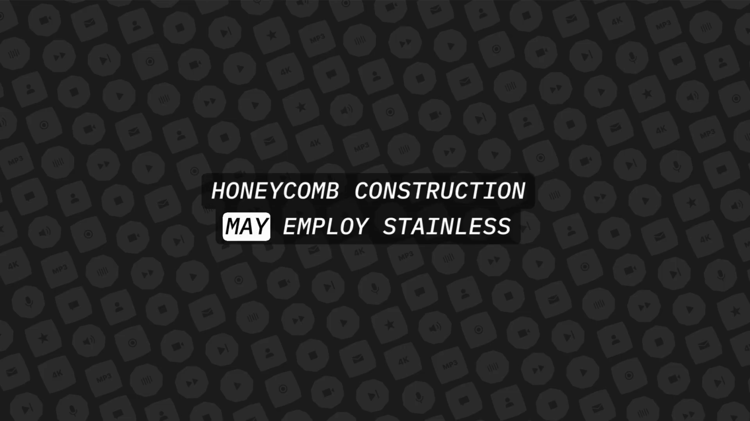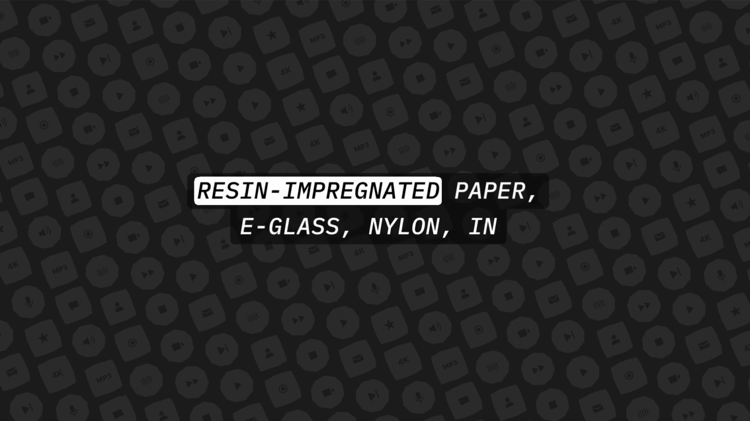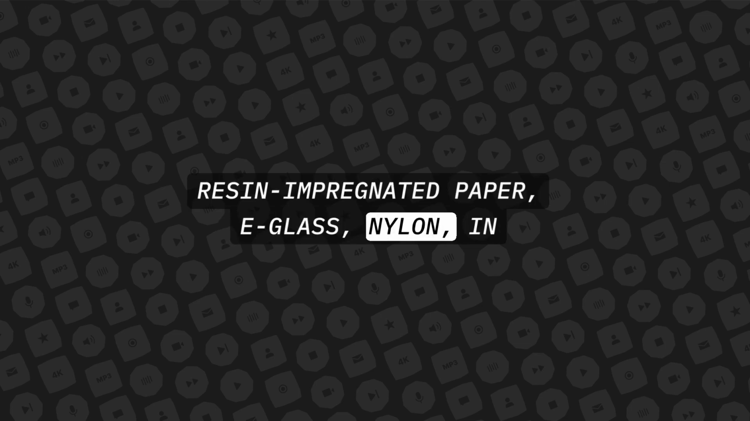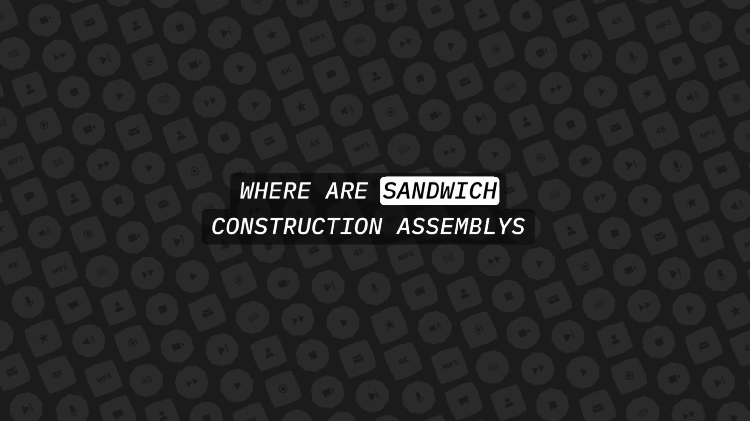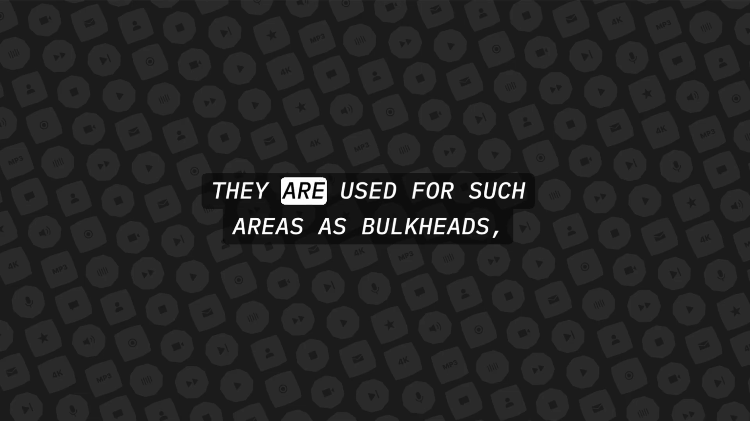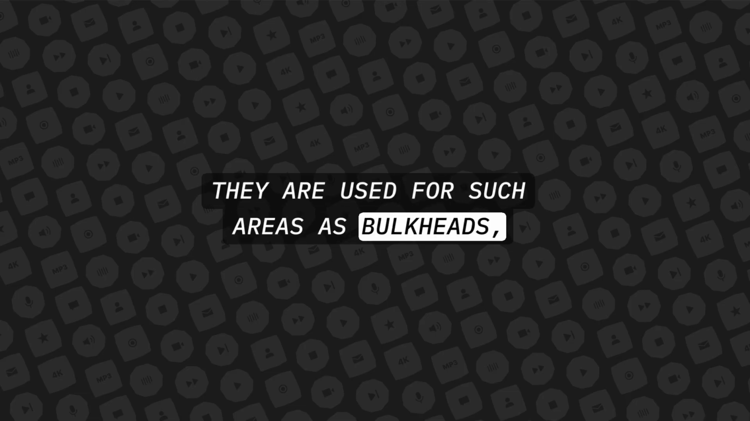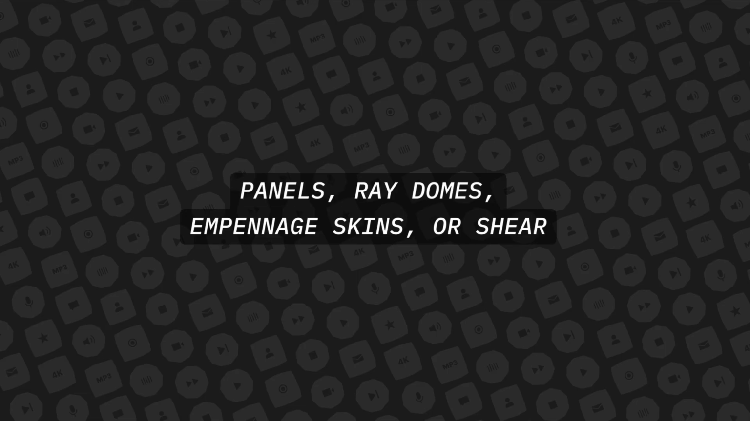Honeycomb construction may employ stainless steel, titanium, magnesium, plywood, resin-impregnated paper, e-glass, nylon in various combinations. Where are sandwich construction assemblies used? They are used for such areas as bulkheads, control surfaces, fuselage panels, wing panels, radomes, empennage skins, or shear webs.